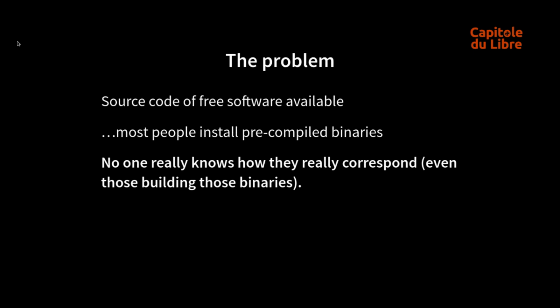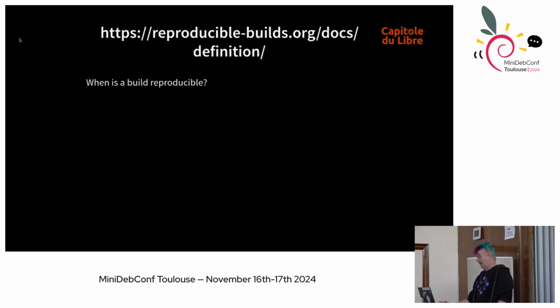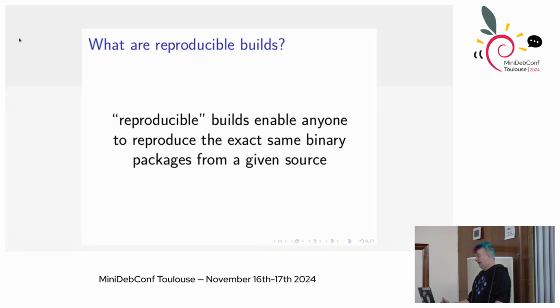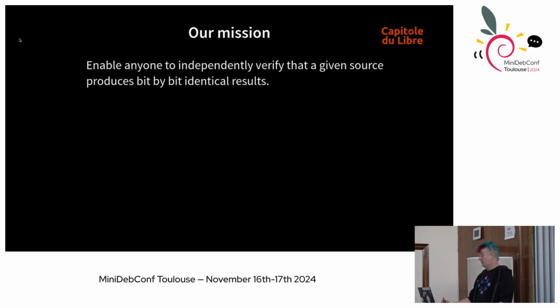The source code of free software is available, but most people install binaries, and no one knows if they really correspond. As a result, there are various classes of supply chain attacks. And we have a definition: when is the build reproducible? The build is reproducible if, given the same source, build environment, and build instructions, any party can recreate bit-by-bit identical copies of all specified artifacts. You heard that already. This is from Lunar's talk from 2014. It's basically the same, so it's 10 years old. And our mission is to enable anyone to independently verify that a given source produces bit-by-bit identical results.